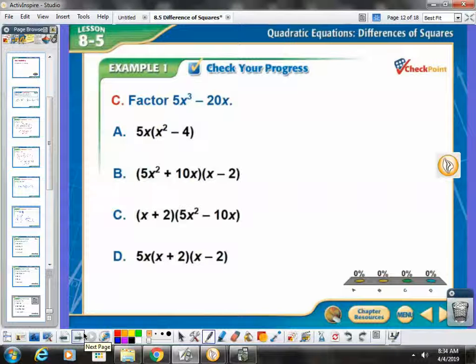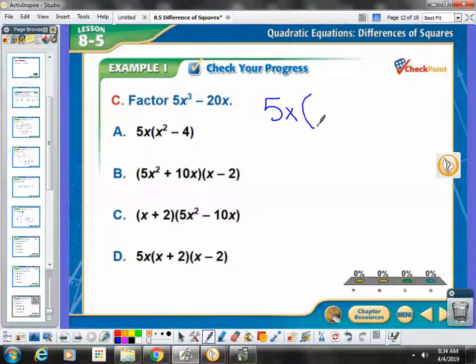5x cubed minus 20x. Do we have a perfect square minus a perfect square? I don't think so, because really none of these are perfect squares. They would all have to satisfy the condition. It would all have to be perfect square minus perfect square to work. We don't, but we do have what that we can factor? Good. Greatest common factor, and what is our greatest common factor? Good. Let's factor 5x out first.